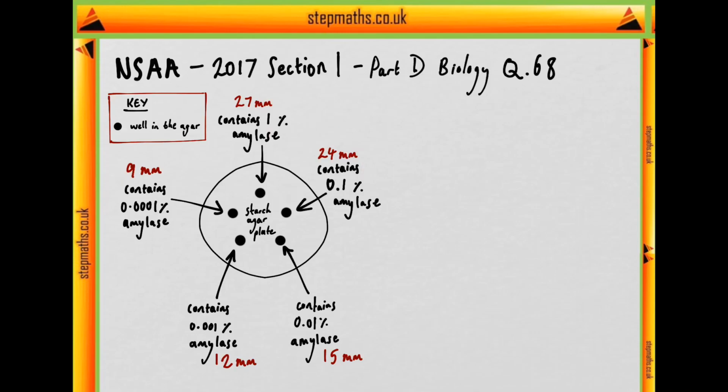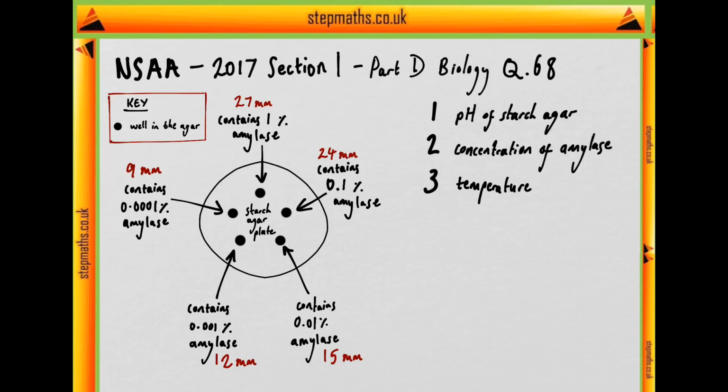But beyond that, we're asked which of these three factors could have affected the result. So concentration is there, but before that, let's talk about pH, since it's number 1. Could pH have affected these results? Well, let's think about it.